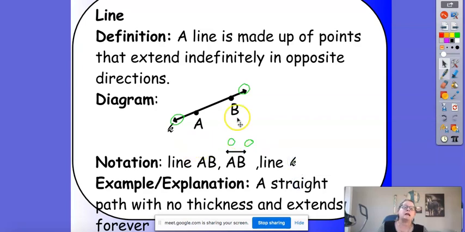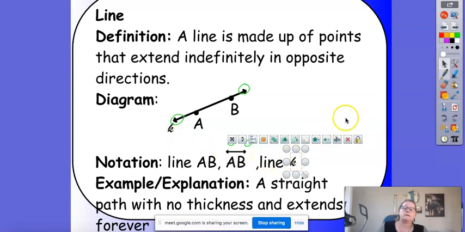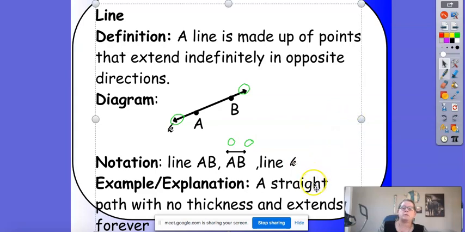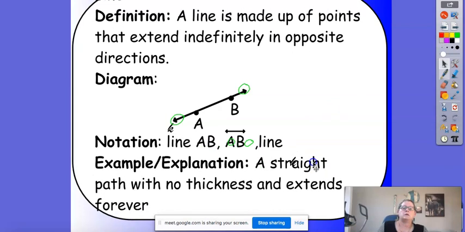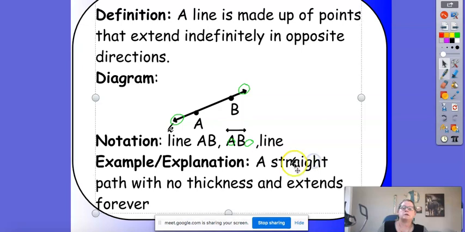I could say line K. You don't see this very often. Usually you pick 2 points on that line, any 2 points you want, and you do A, B, and you put the little line symbol up above. But if you see a lowercase scripted letter, you could say line K. Now I'm going to move this up a little bit, even though it messes everything else up.